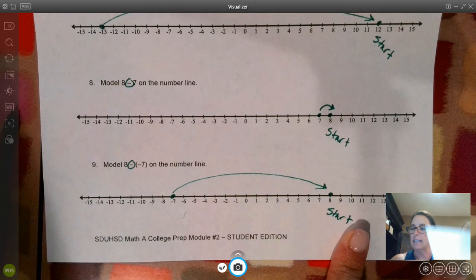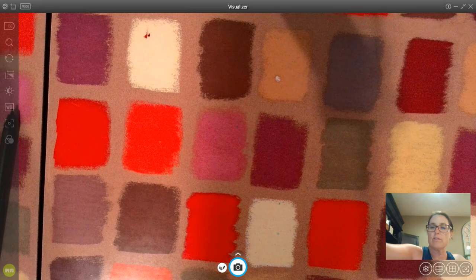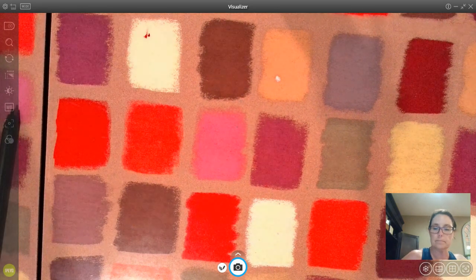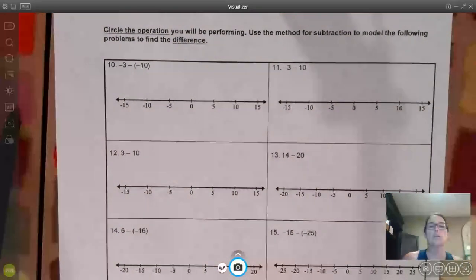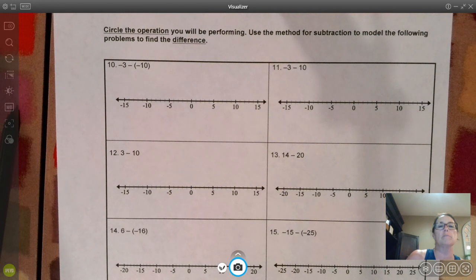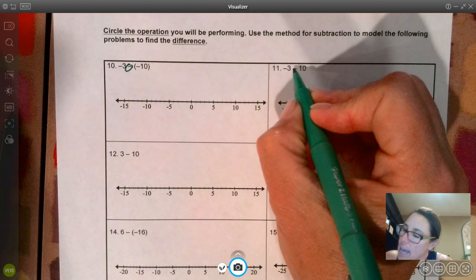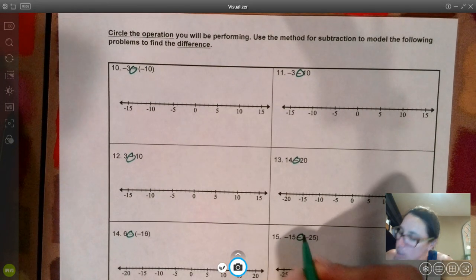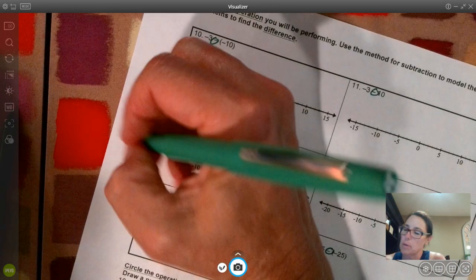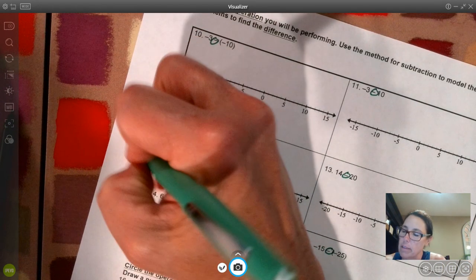So we're going to go ahead and get into the last third of this lesson here. Circle the operation you will be performing. Use the method for subtraction to model the following problems to find the difference. We are finding the answer. We're finding the difference on this one. I'm looking ahead at these. These are all subtraction on the number line. Subtraction on the number line means hoop method.